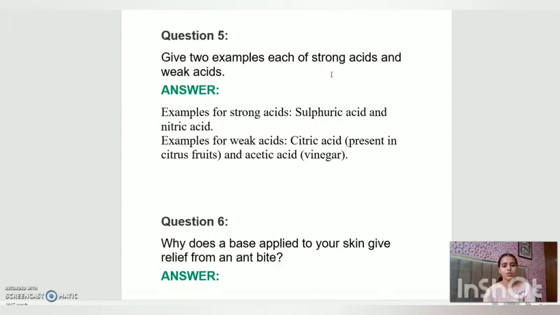So question number 5. What does question 5 say, student? Give 2 examples each of strong acids and weak acids. Now you have to give 2 examples each of strong acids and weak acids. So examples of strong acids are sulfuric acid and nitric acid, which are very strong, student. Please remember this. And the citric acid that is present in citrus fruits, oranges, lemon, and acetic acid, in vinegar there is acetic acid, those are weak acids. Why are they weak? Because we take them in, right? We intake that.